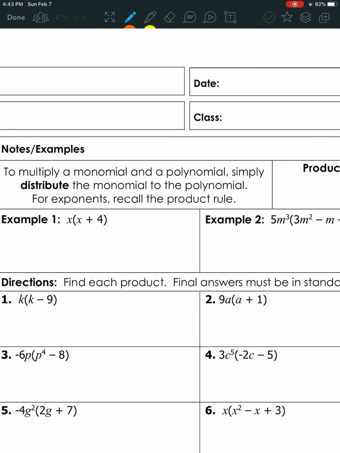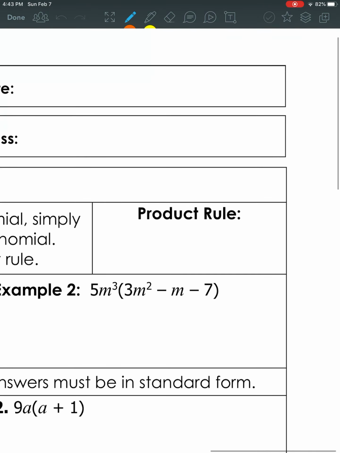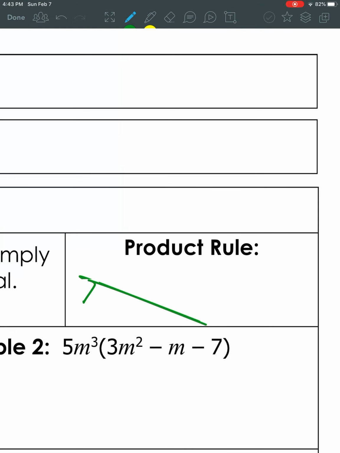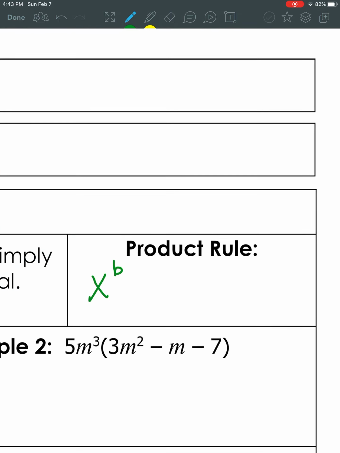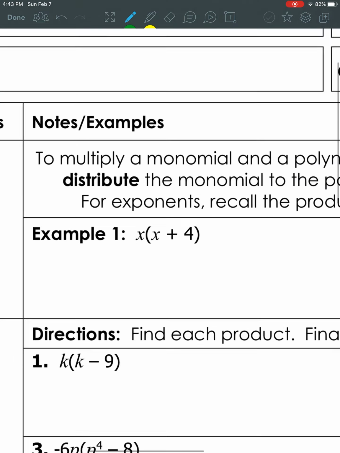When we multiply a monomial and a polynomial, we're going to distribute that monomial to everything inside the parentheses, and then we also have to apply the product rule. The product rule that we learned was anything with the same base, so let's say x to the b power times x to the a power, same base but different powers. Then we keep the base and we add the exponents. All right, just to remind you of that rule.